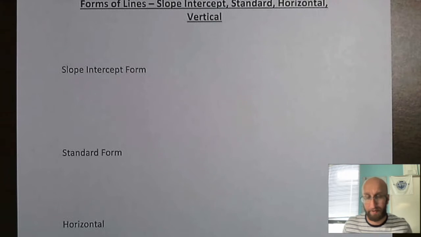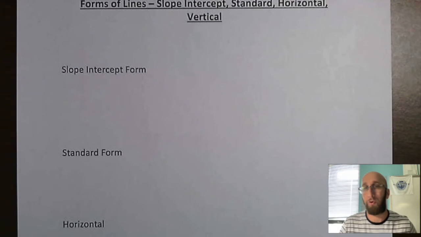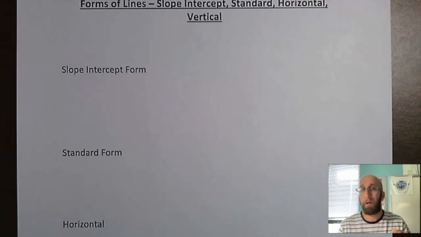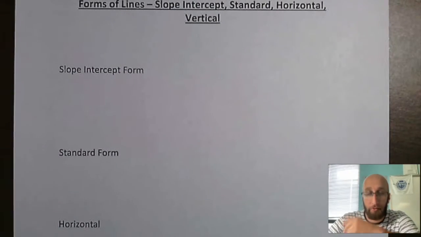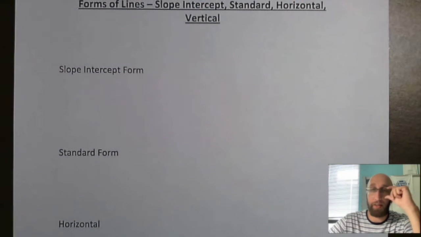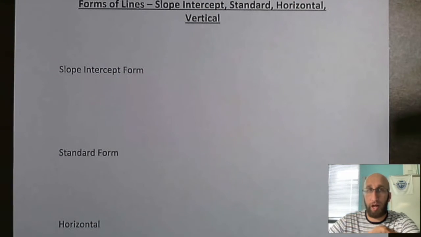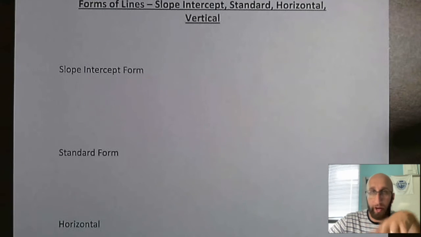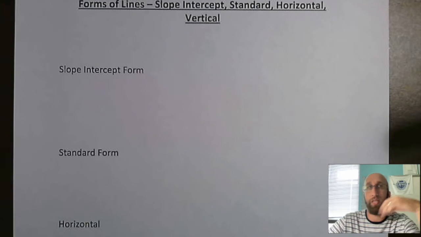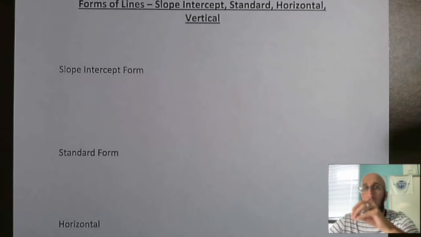So before I dive into it, when I talk about forms of lines, or sometimes I talk about types of lines, all lines are the same. All lines are straight. When I'm talking about the forms of lines, I'm talking about the way we can represent those lines with equations. So what is the equation associated with a line?